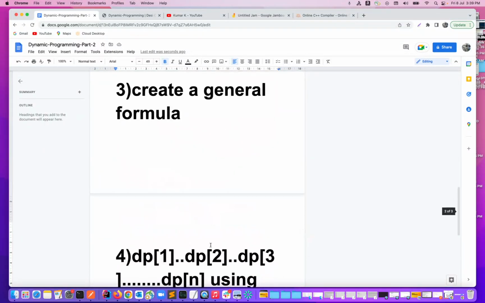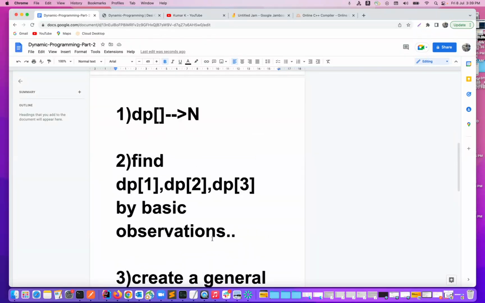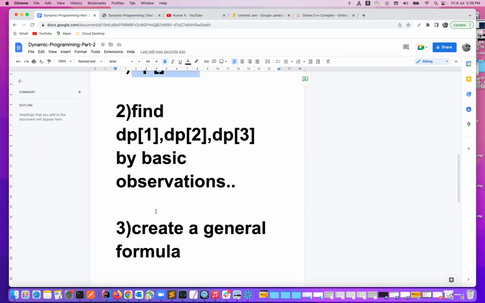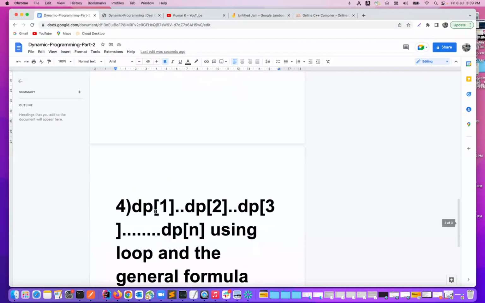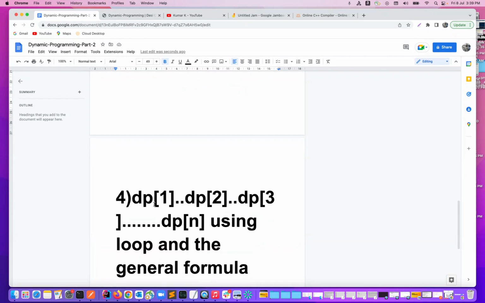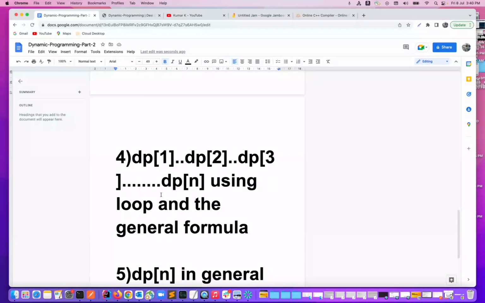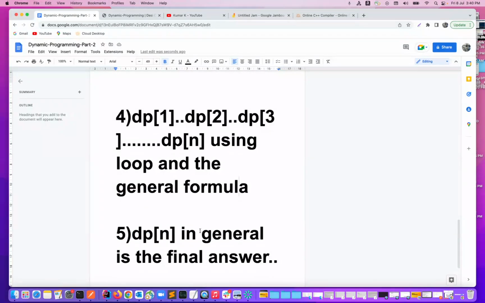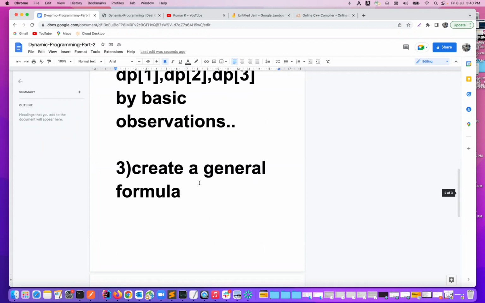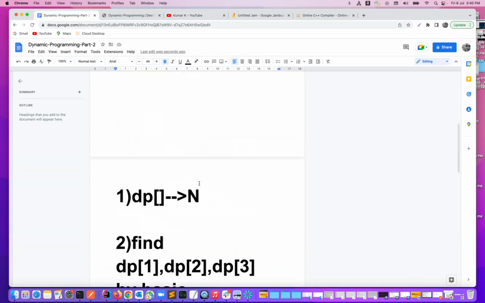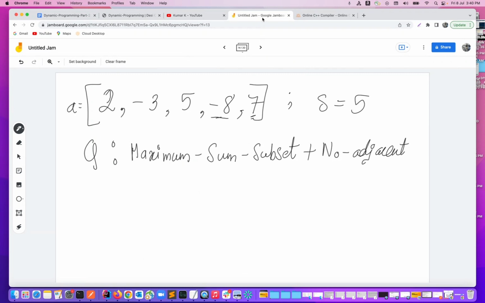Okay, guys, let me revisit the steps once again. Create an empty dp array of size n, find the values of dp1, dp2, dp3 by basic observations, create a general formula, then having dp1, dp2, dp3, we can calculate up to dpn just using a for or while loop and the general formula. dp of n in general should be the final answer. I hope these steps are really clear to you guys. And let's discuss an interesting problem today.